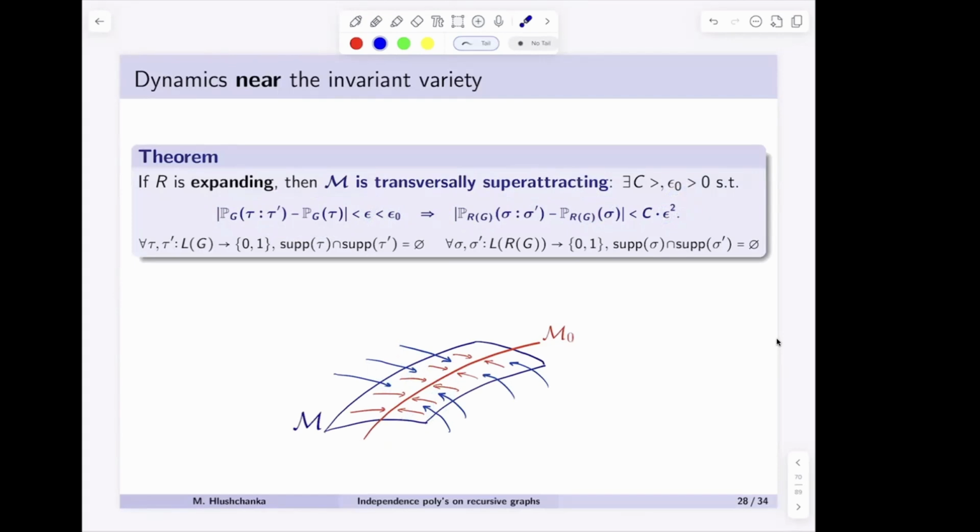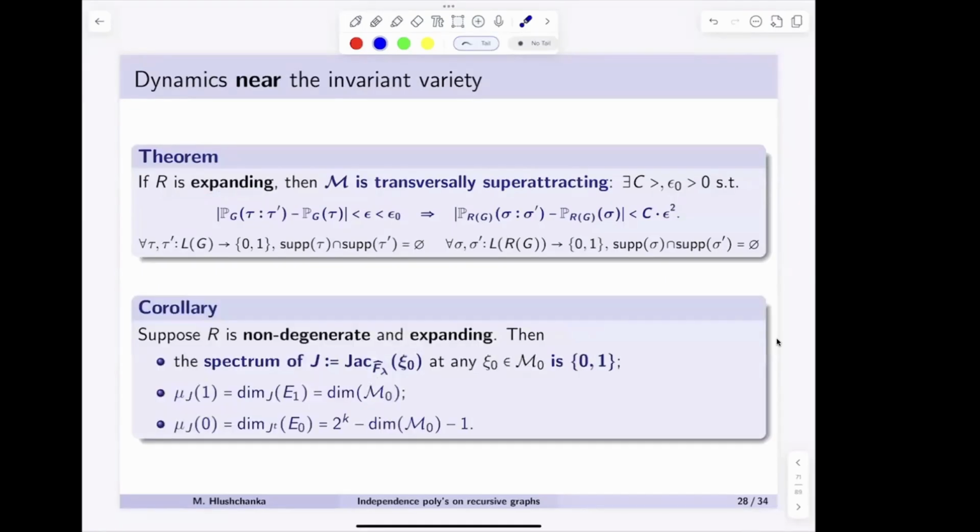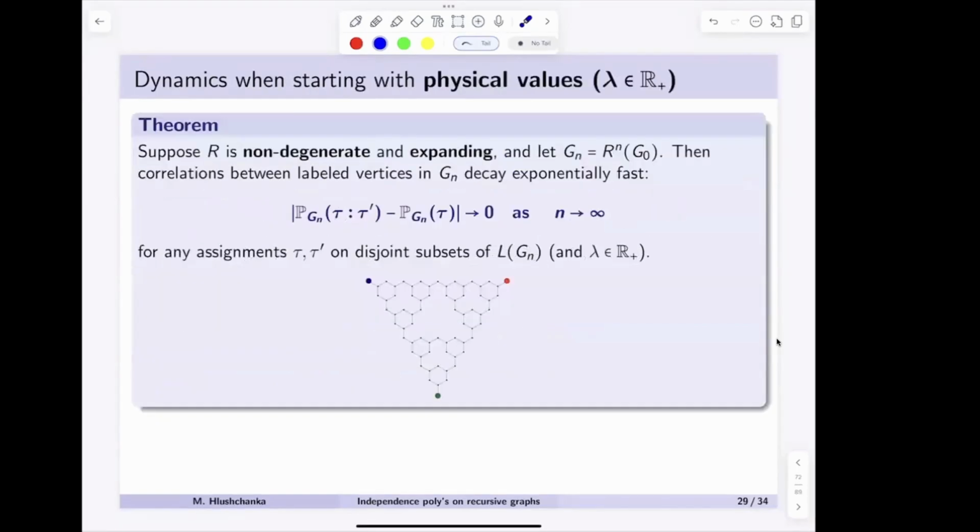So this is something for you to remember. On the invariant manifold, we are eventually periodic if we are non-degenerate. And if the recursion is expanding, then if you start close to the invariant manifold, we actually converge to it. Okay, in view of the time, let me skip this.